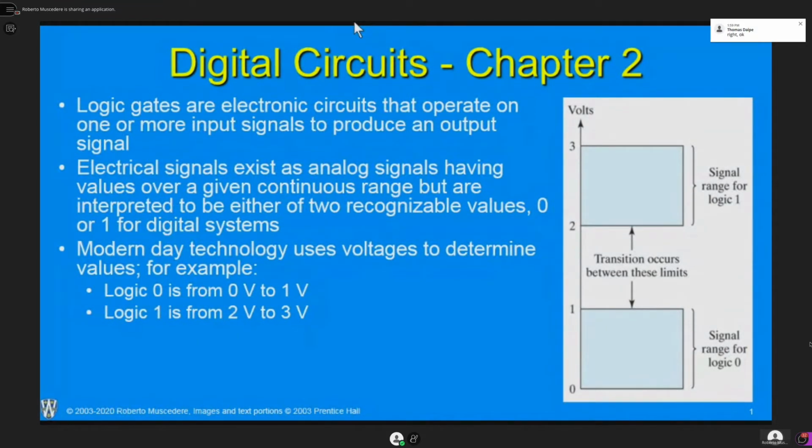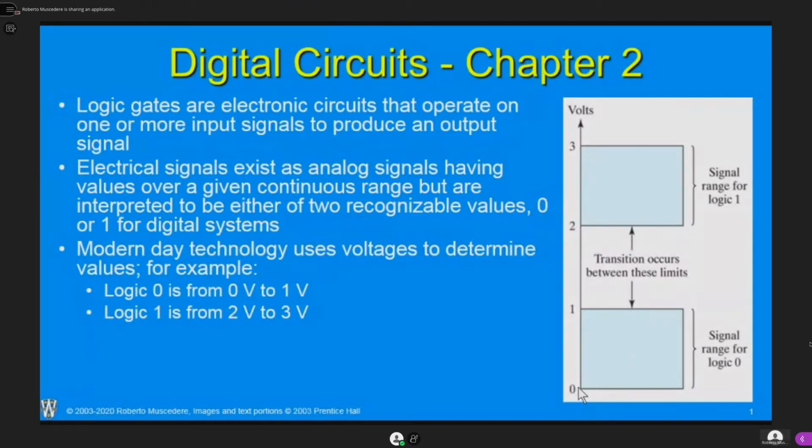Okay, so as I mentioned before, this is kind of a review of digital logic, not that much of a review, just on the components and the things we use. So this is that idea of our voltage ranges, if we're using these voltage ranges. 0 to 1, for example, in this case is considered a logic 0, whereas 2 to 3 is considered a logic 1. And this is a transition point here.